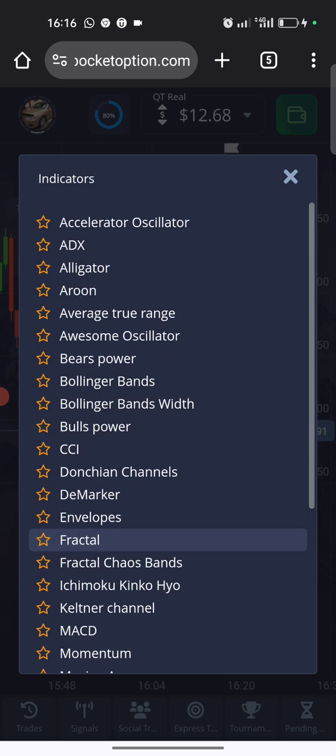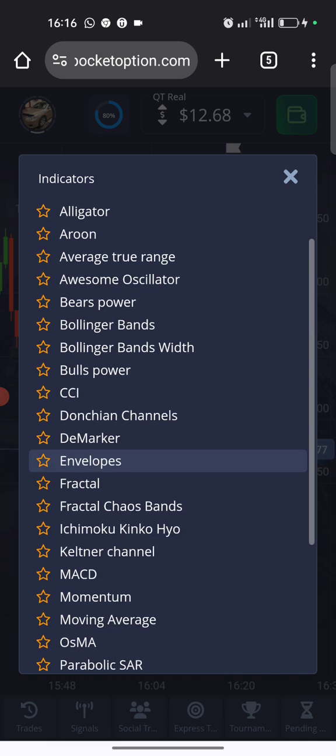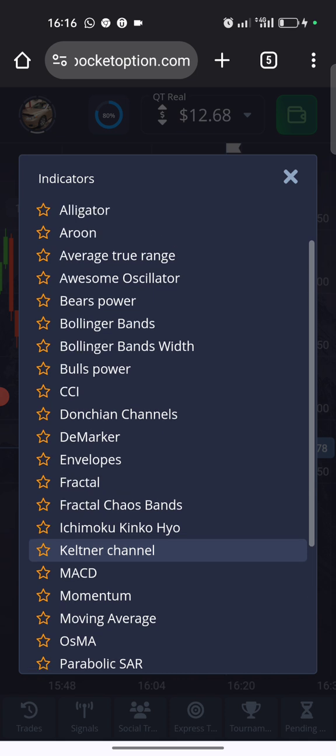But right here we have different types of indicators that you can use to know the direction of the market, whether the market is going in an uptrend, a downtrend, or a ranging trend. Because we have three types of trends. We have the uptrends, we have the downtrends, and we have the ranging trends, okay?